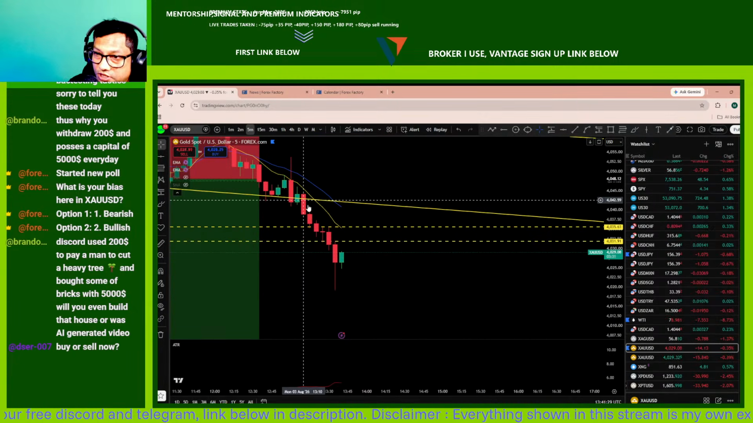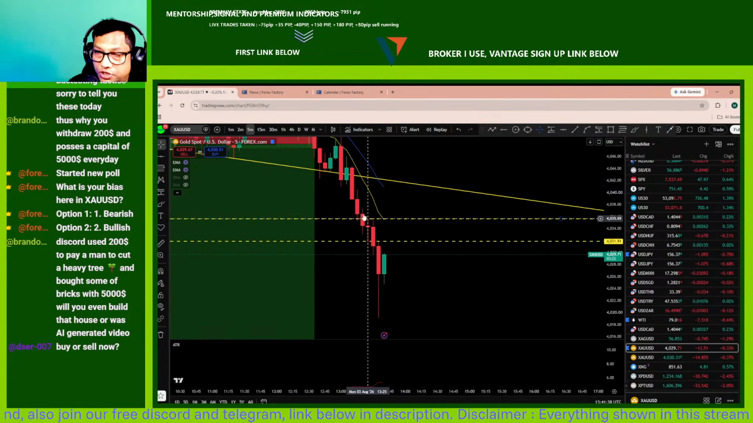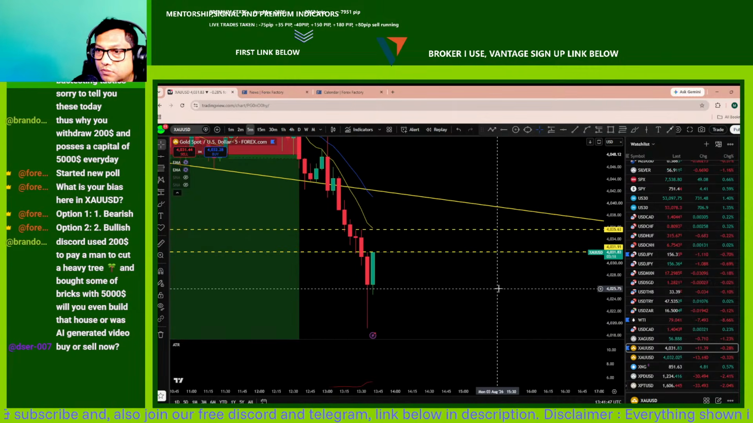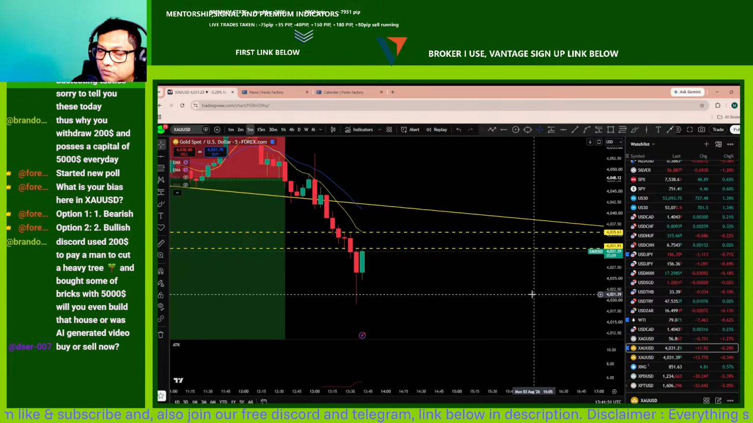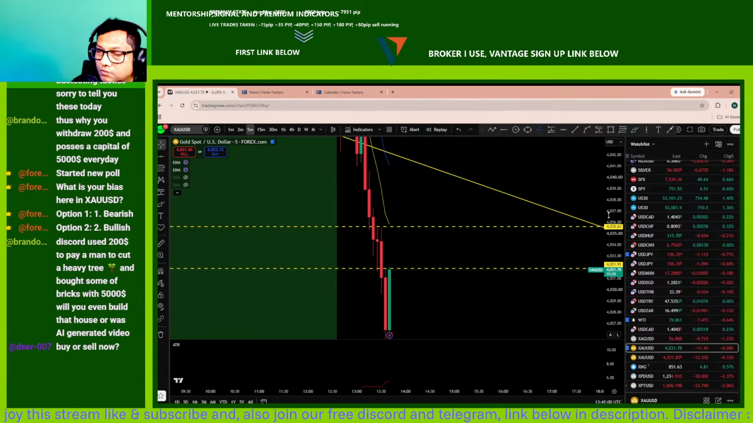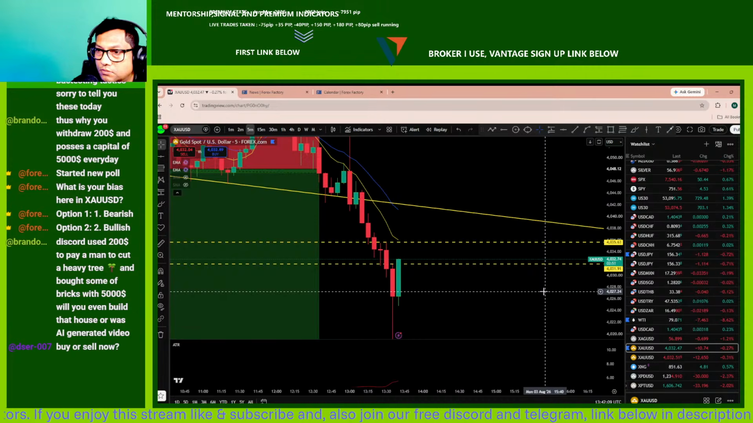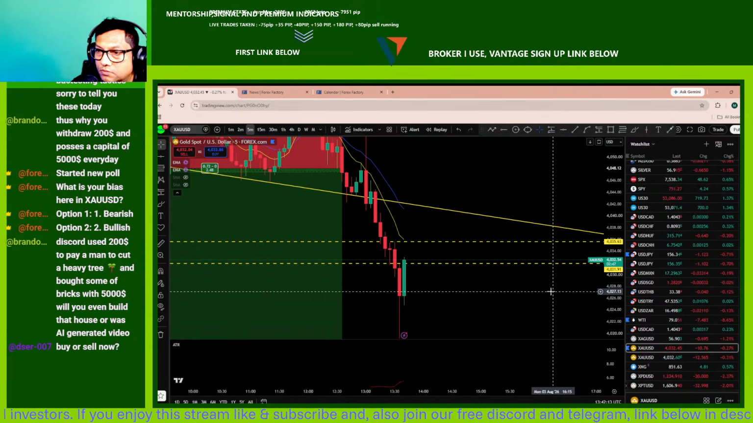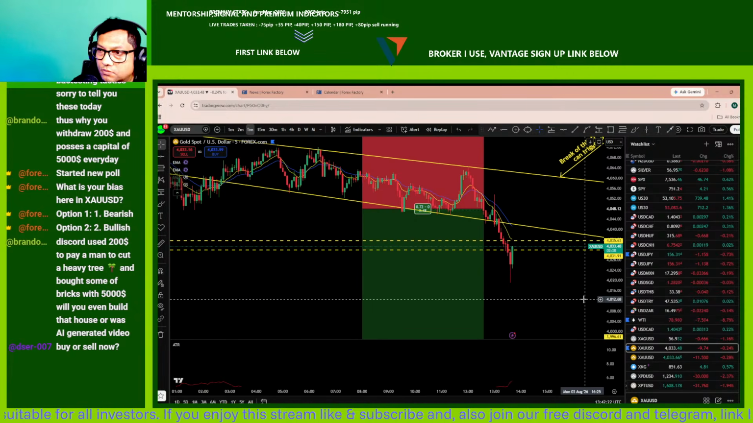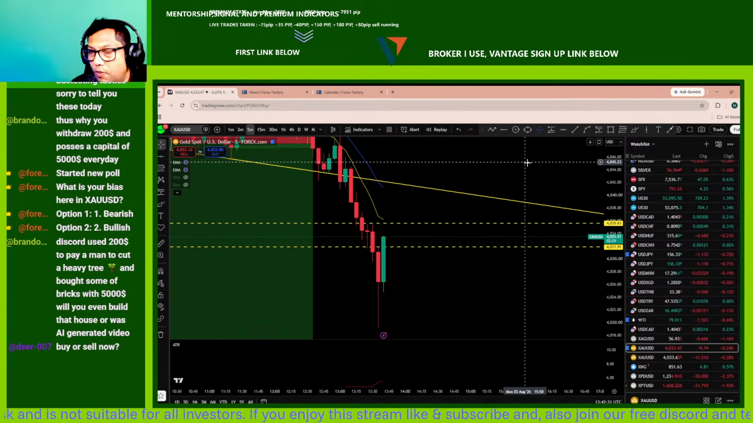Okay, so with a rejection here, we are looking for the market to go ahead and retest that level and return again back below to the support. We are seeing some pullback here in this area.